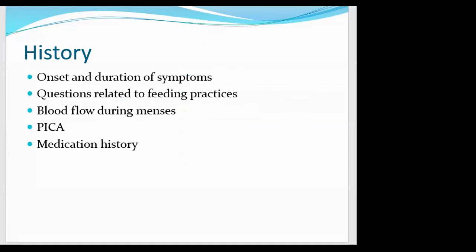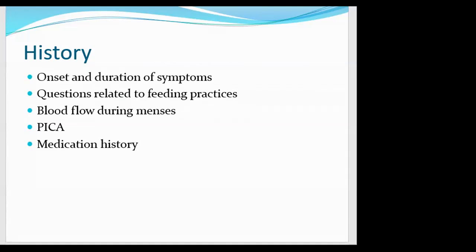So when you gather your history, these are some of the questions you want to ask. These are the key questions. Onset and duration of symptoms: how long have you had these symptoms? Related to feeding practices, yes, we want to talk about what they are eating. Do they eat a lot of vegetables? Do they eat those iron-rich foods, or do they not like them? Does the family never really provide those types of foods? Are they experiencing pica? Are they eating non-food things?